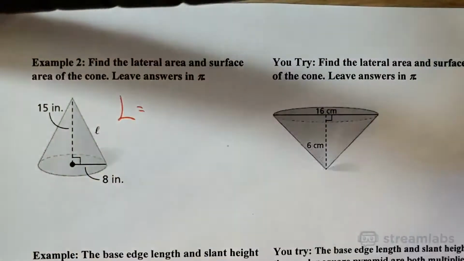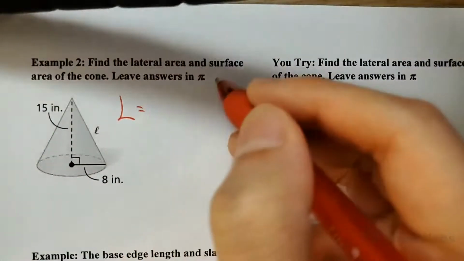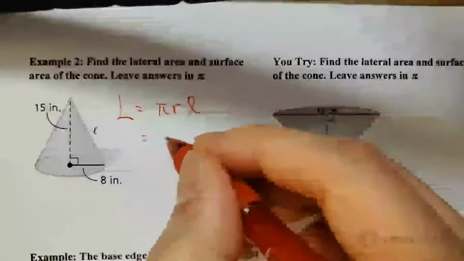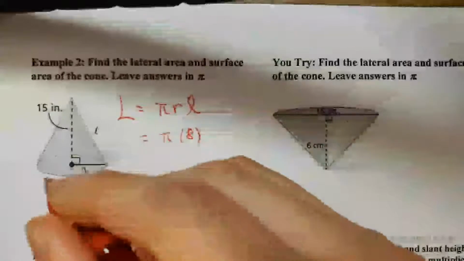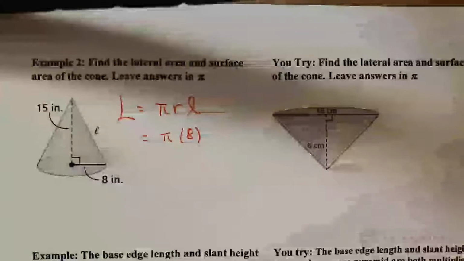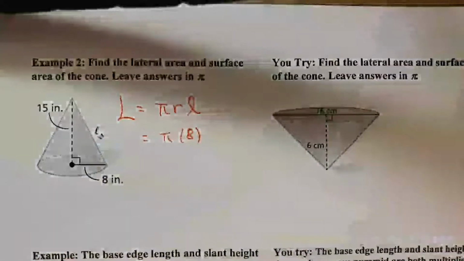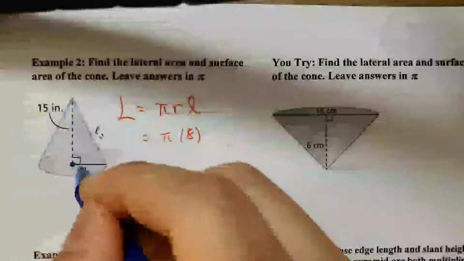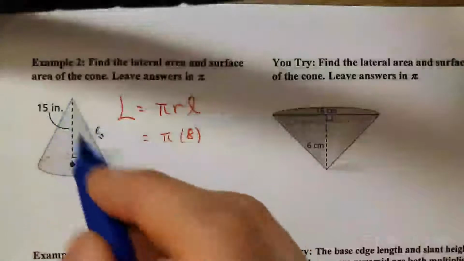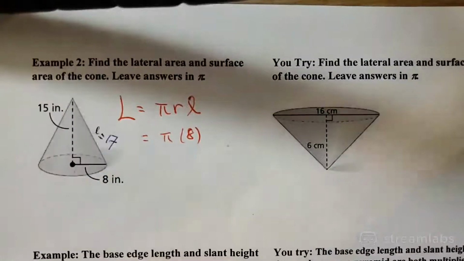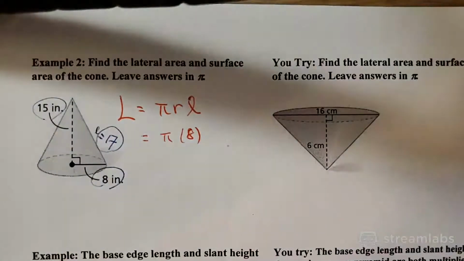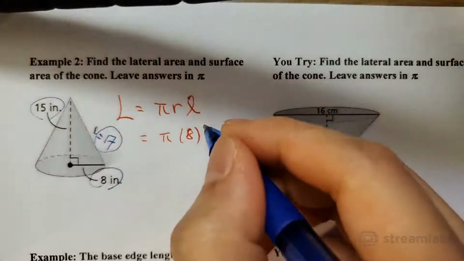Lateral area is going to be 1/2 circumference times slant height, which is pi r L now. Pi r L is pi, radius is 8, times slant height. Oh, okay. There's no L. Can I find L first? What will L be here? If you look, this is a right triangle. If it's a right triangle, you can use the Pythagorean theorem to find that L is 17. How do I know it's 17? Just do a squared plus b squared equals c squared. You can find L squared, and it turns out to be 17.